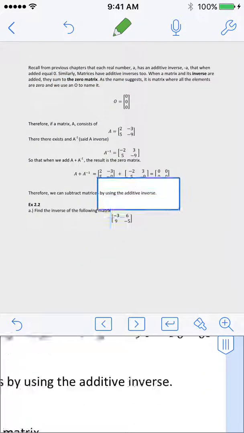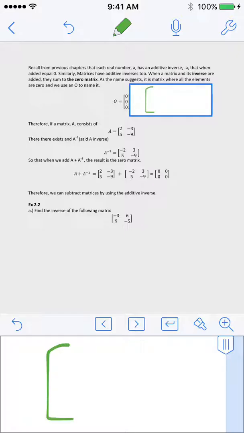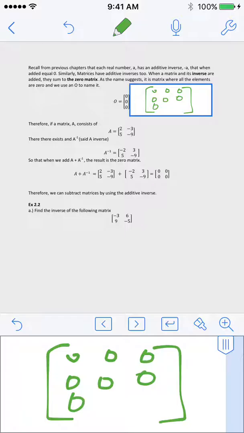Alright, so let's talk about something called the zero matrix. Sounds super complicated, isn't it? It's a matrix of all zeros. It's pretty much on the nose. It's any size you want, 1 by 2, 3 by 5, 16 by 47. As long as you have all zeros in the matrix, you end up with the zero matrix, right? So basically it's a matrix of all zeros.